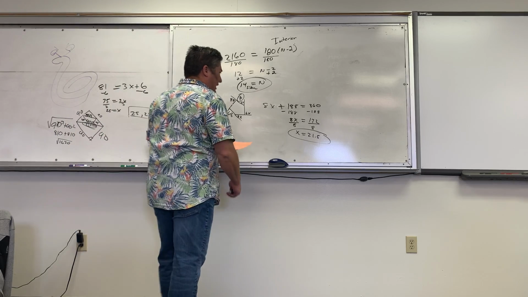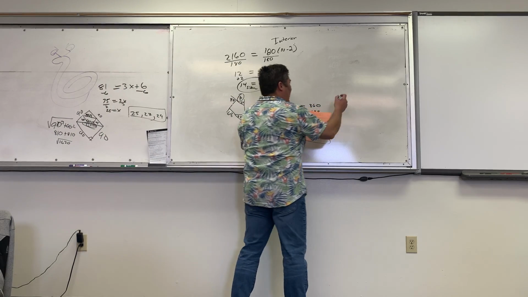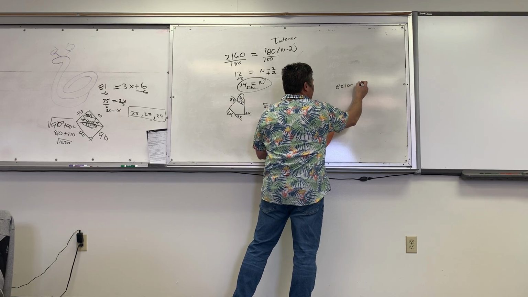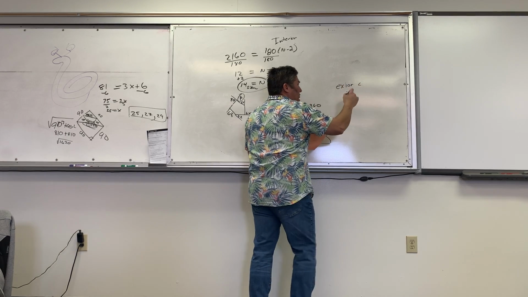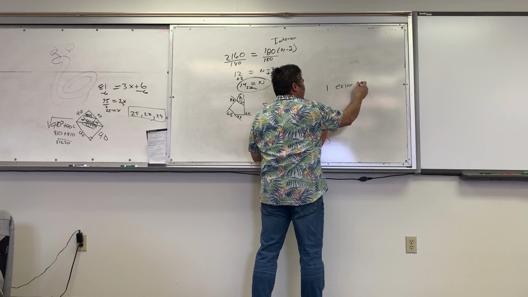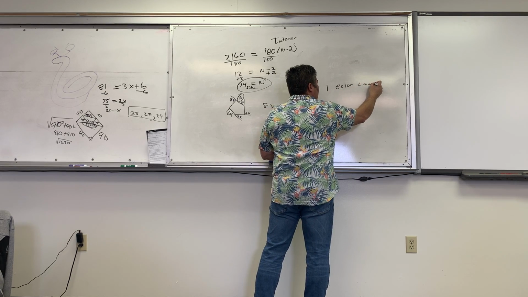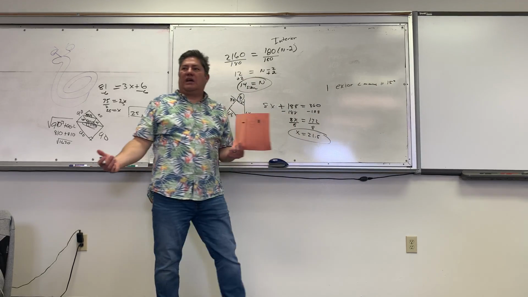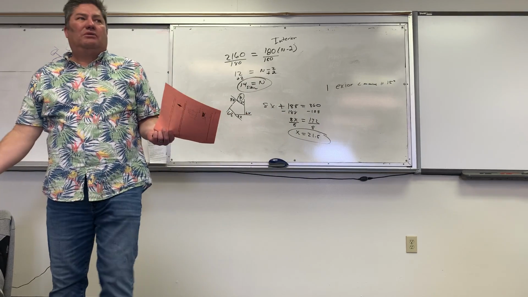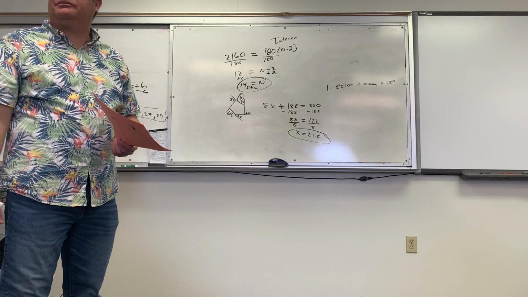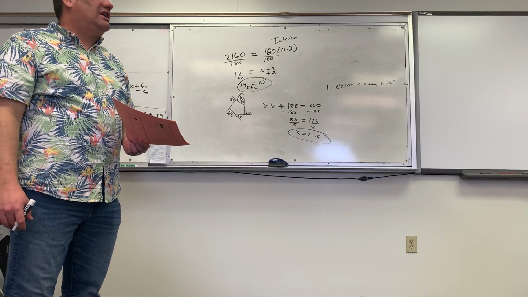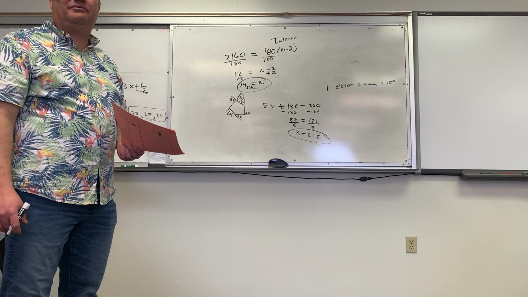So it'll say something like this. Okay, we have an exterior angle. All of them are exterior. One exterior angle measure is 15 degrees. Okay? How many sides does the polygon have?